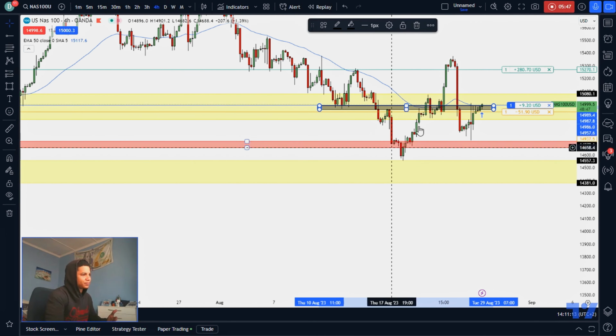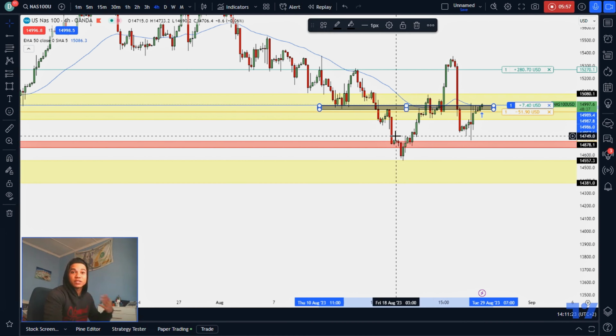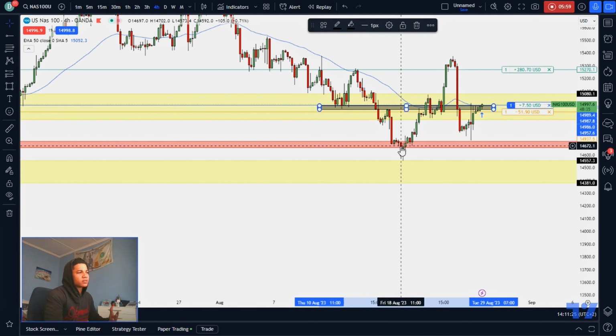This was the higher low that price used as support, because it was an area of support. So price pushed back into this area, forming this inverse head and shoulders, and an inverse head and shoulders is a reversal candlestick pattern that indicates that price is about to reverse.